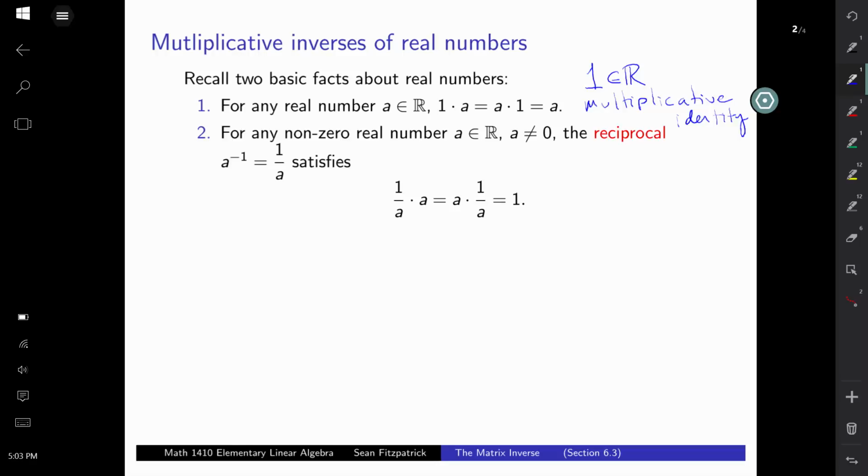Now, we also know that for any non-zero number, you can compute the reciprocal. And the reciprocal has the property that if you multiply any non-zero real number by its reciprocal, you get 1. You get this identity, right? And this plays a major role in equation solving, whether you think about it or not. Because if I had a simple equation like a times x equals b, where a is not equal to 0, the first thing I would do is multiply both sides by 1 over a.